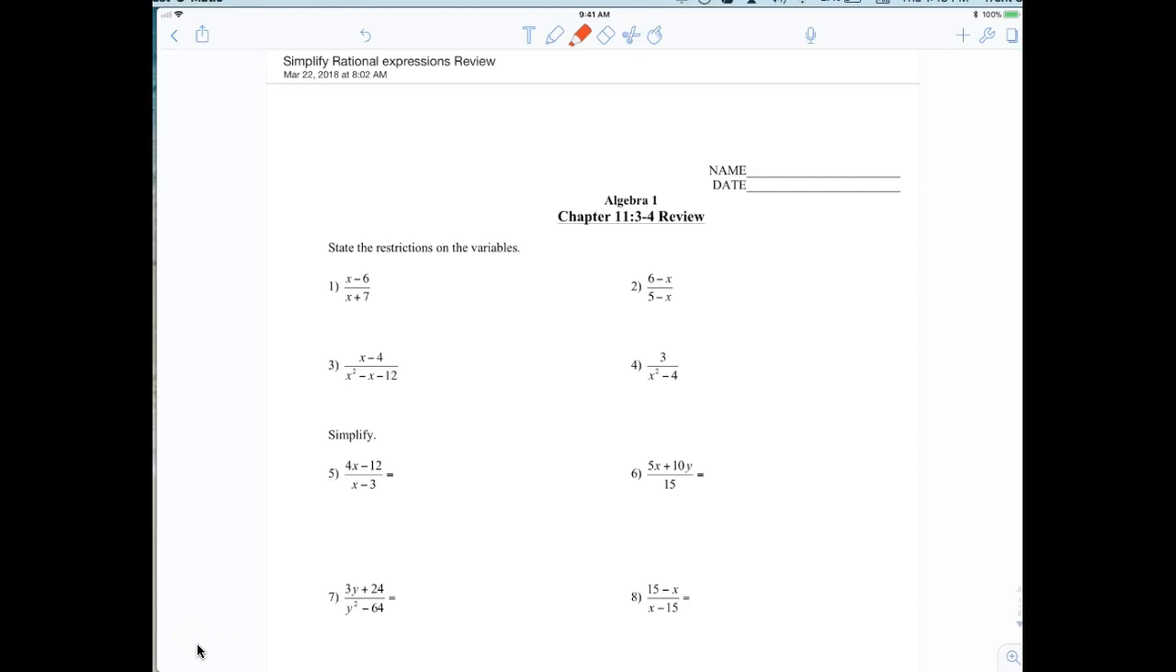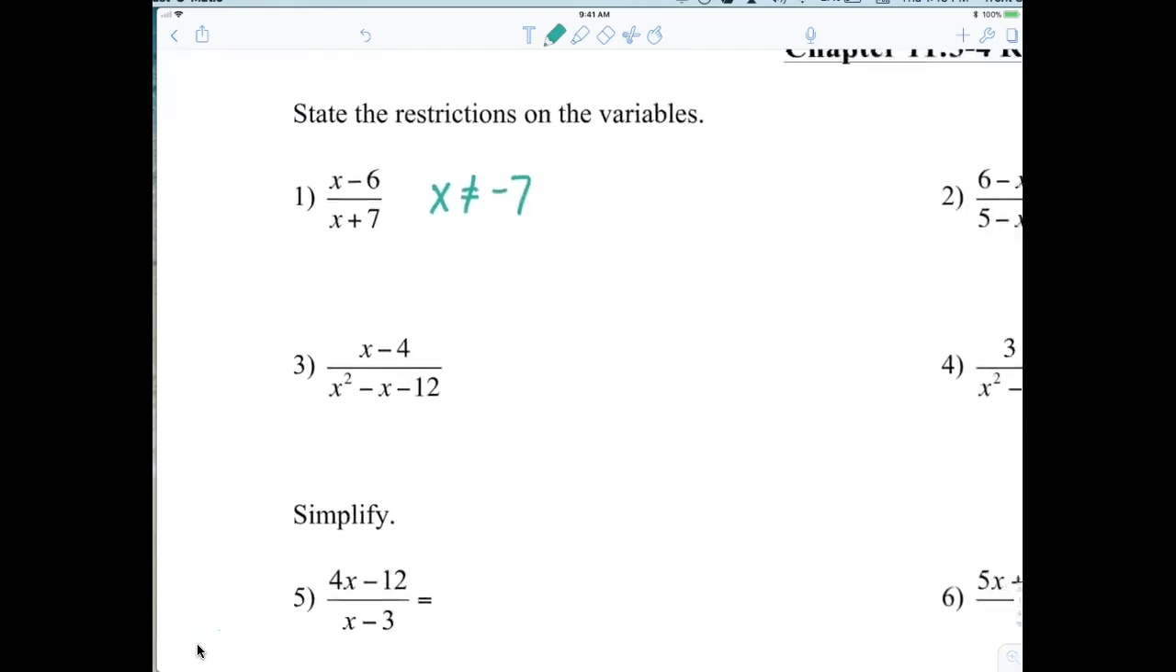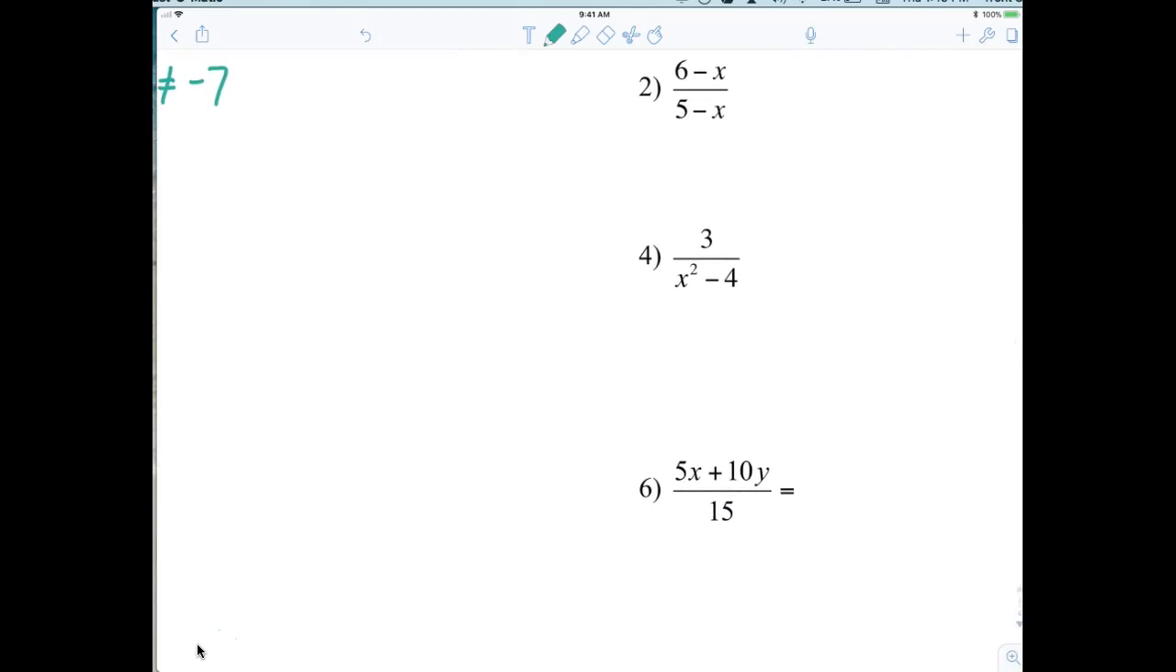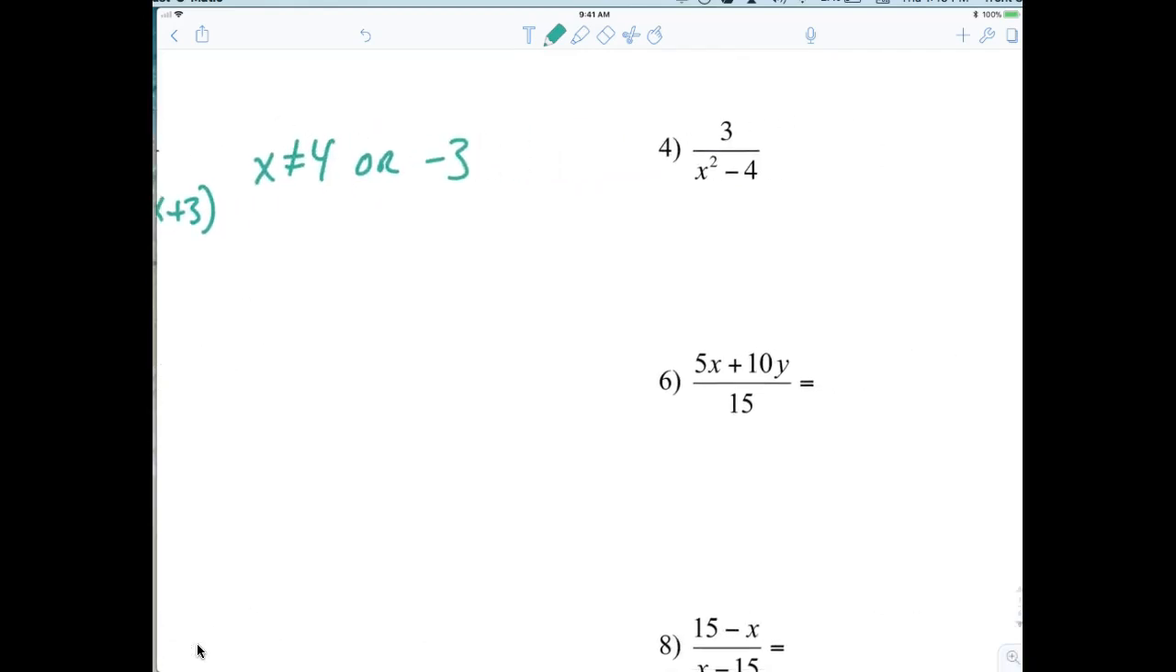All right, here we go. Let's take a look. Number 1, x cannot equal -7. So far, so good. Number 2, x cannot equal 5. Number 3, we have to factor. So it factors into x minus 4 times x plus 3. So x cannot equal 4 or -3. Now, for question number 4, we should be pretty good with x cannot equal ±2.